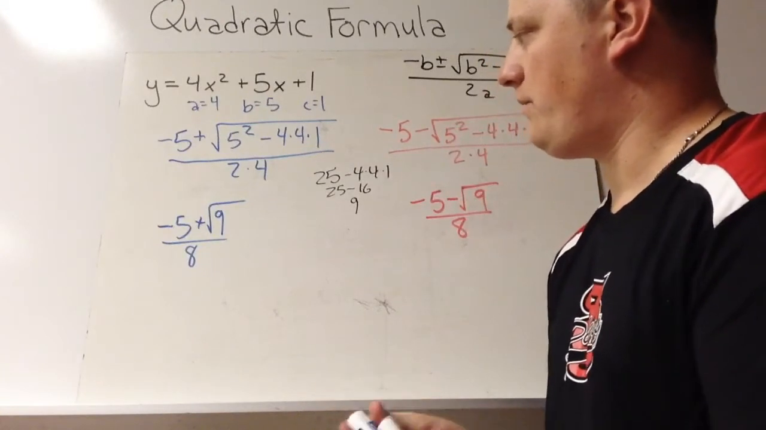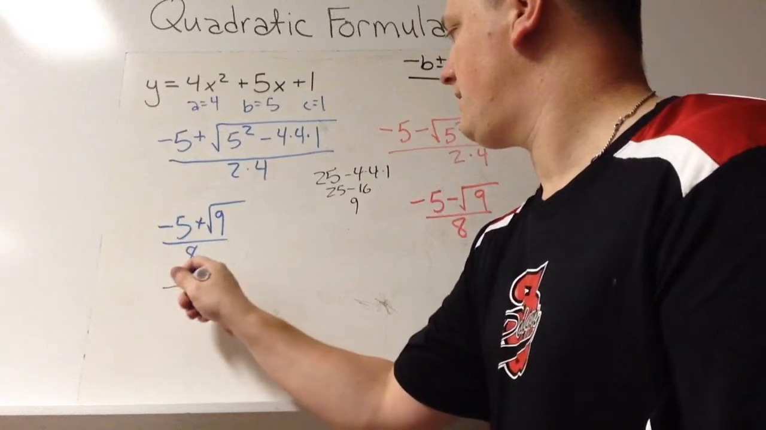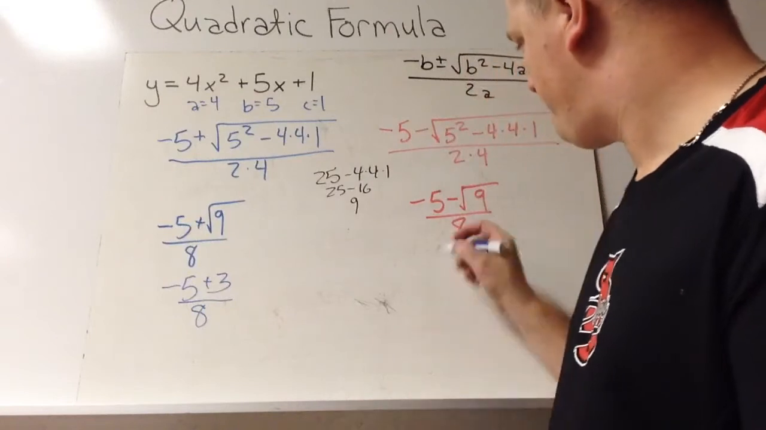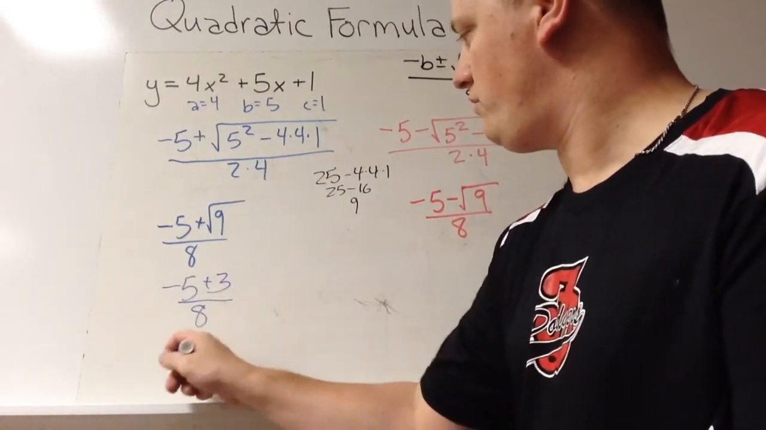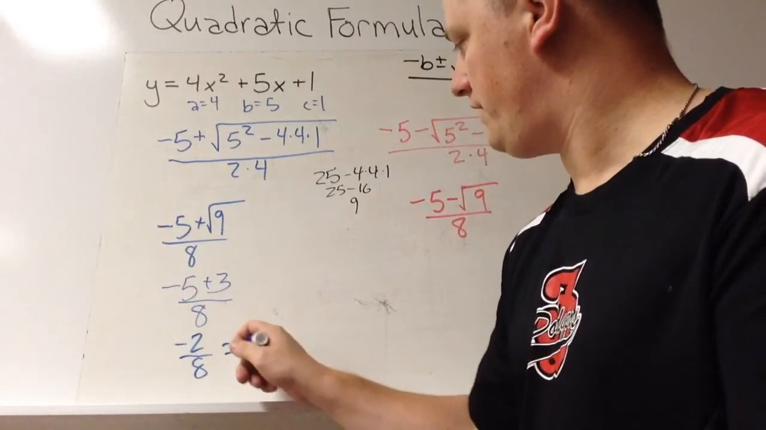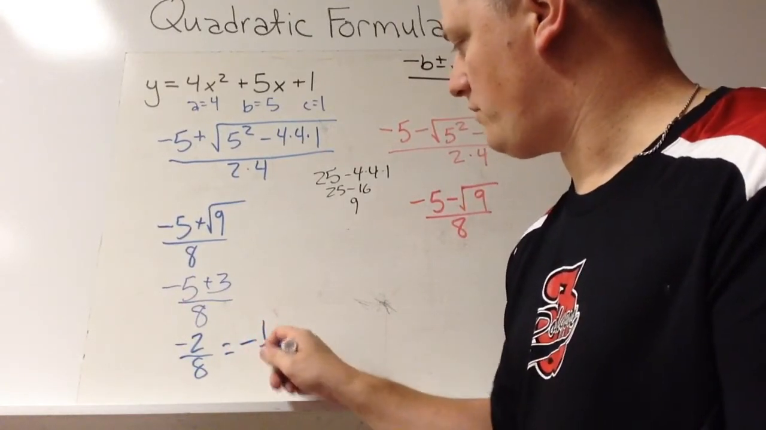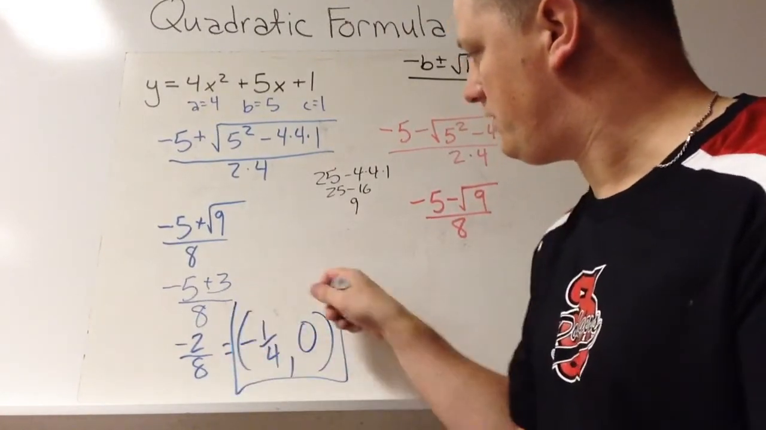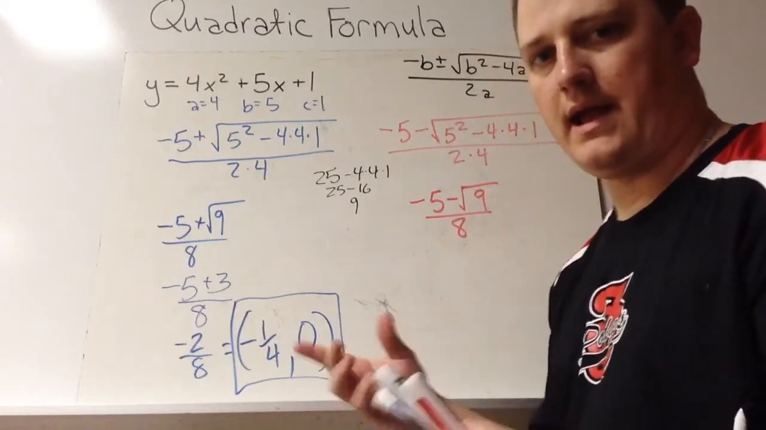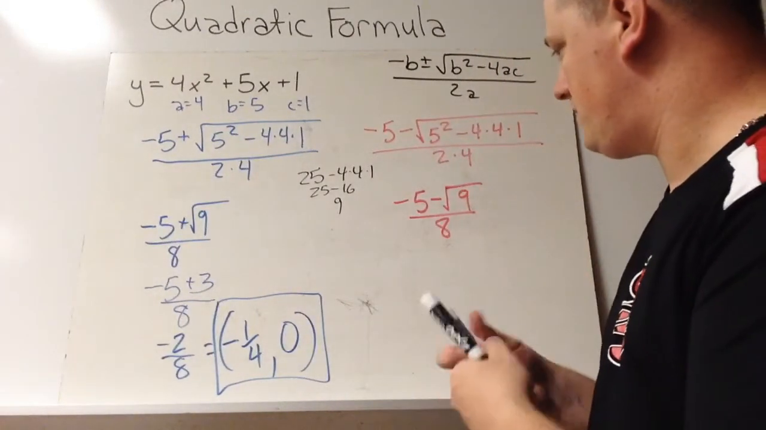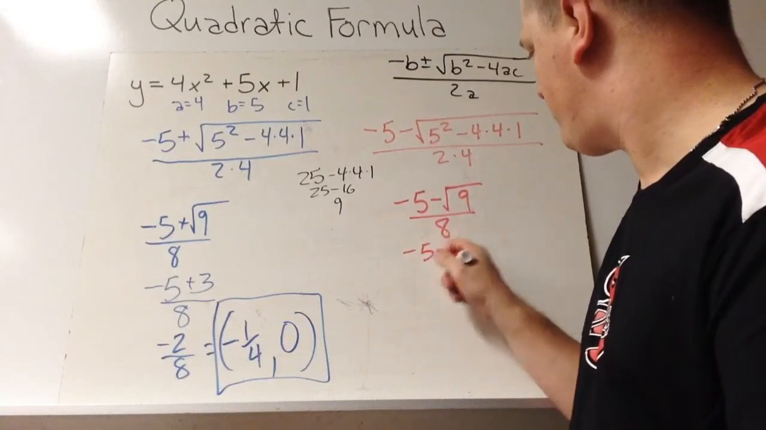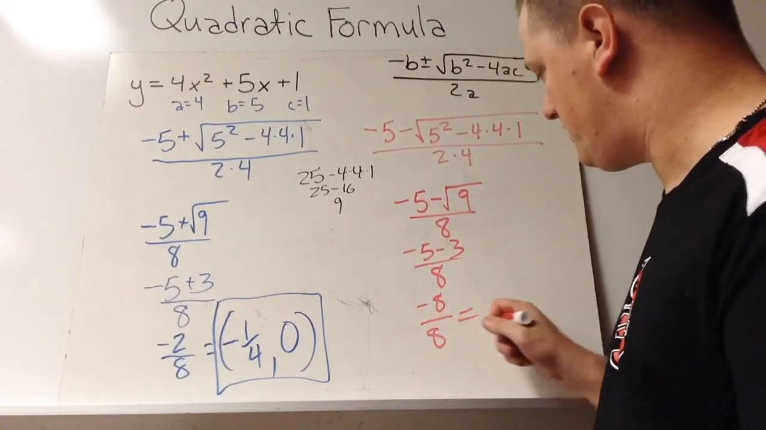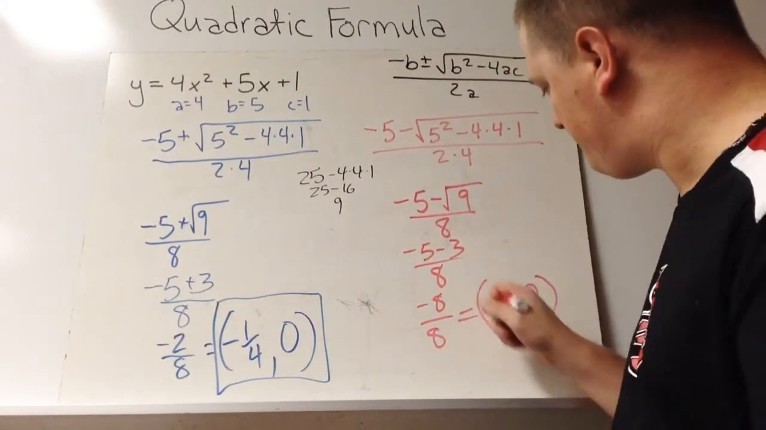So from here, square root of 9 is just 3. So this is going to give us negative 2 over 8, which equals negative 1/4. I'm going to leave it as a fraction, comma 0. There's our root. And our other root would be negative 5 minus 3 over 8 goes to negative 8 over 8, which is negative 1, 0.